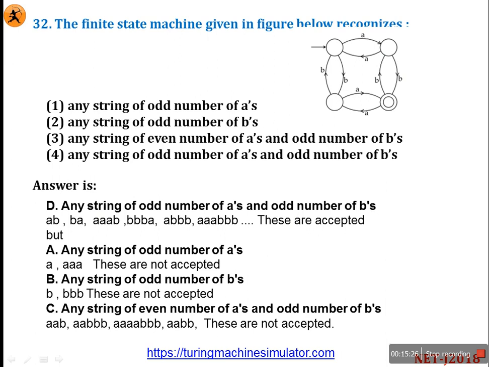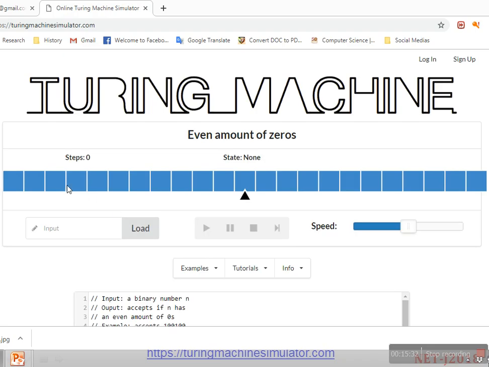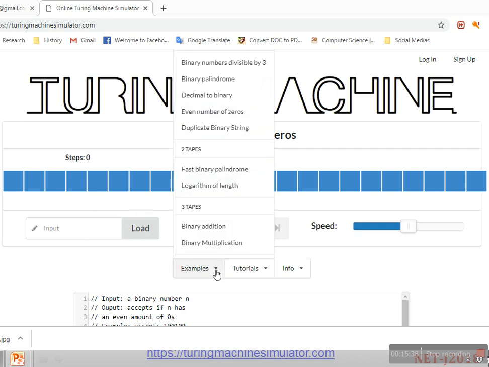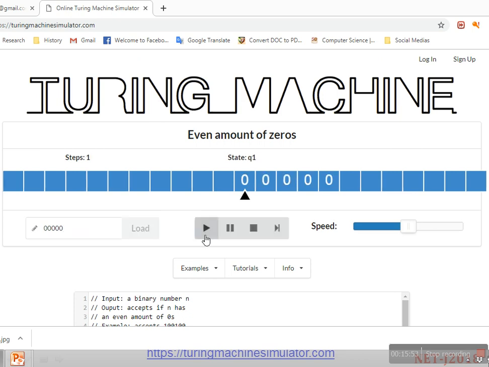If you want to check this, you can go to this website. I will show you how exactly this works. This is a website. You can go and put an example; I will select here the example of even number of zeros. This shows how it reads your finite automata machine, even number of zeros. For example, I will give an odd number of zeros. Load this and run.